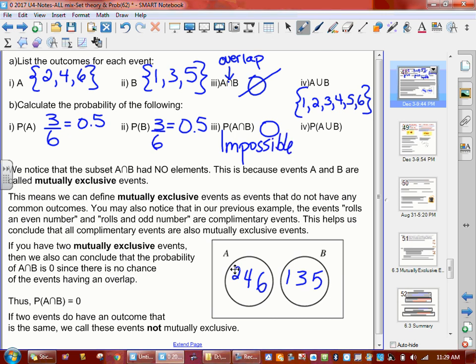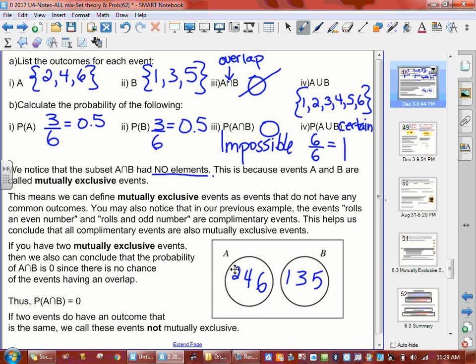All right, the probability of or. Well, how many numbers do I have in or? 6. Well, that's 6 out of my total 6, which is 1. Well, that means it's a certain event. It's a 100% chance. It's certain it's going to happen. Now, we notice here that A and B had 0 elements. It had absolutely no elements.